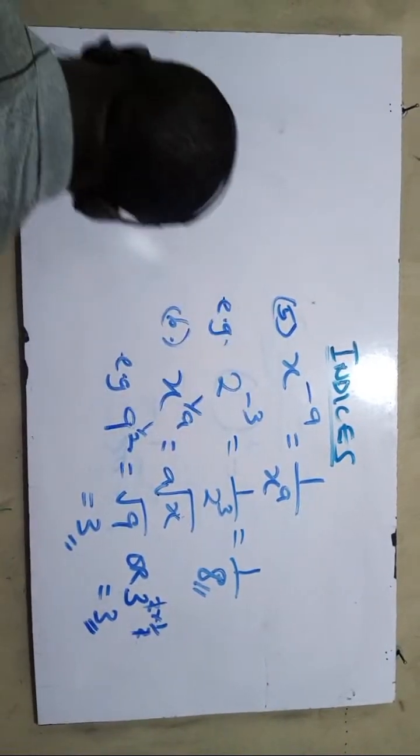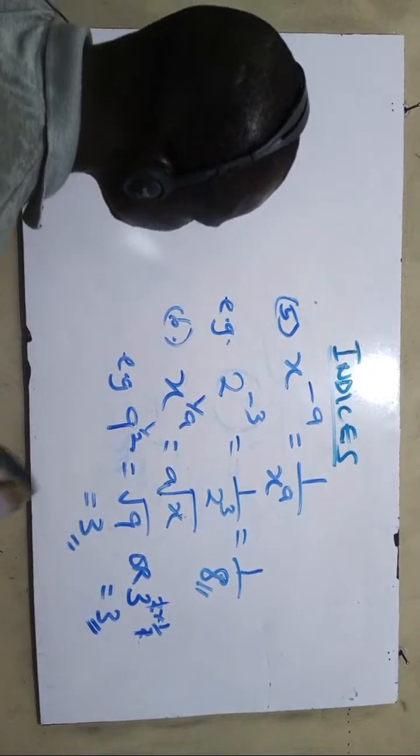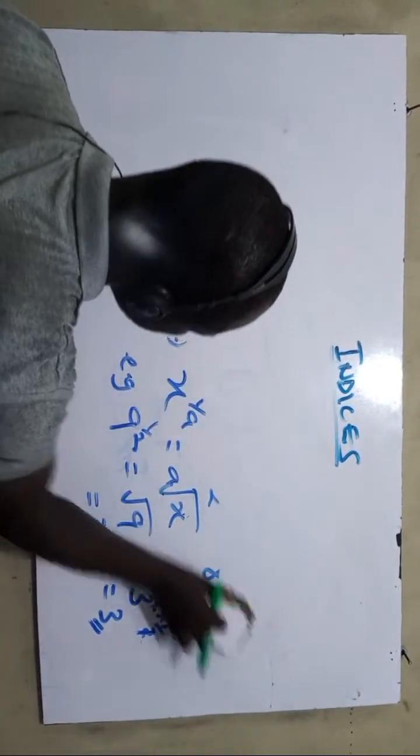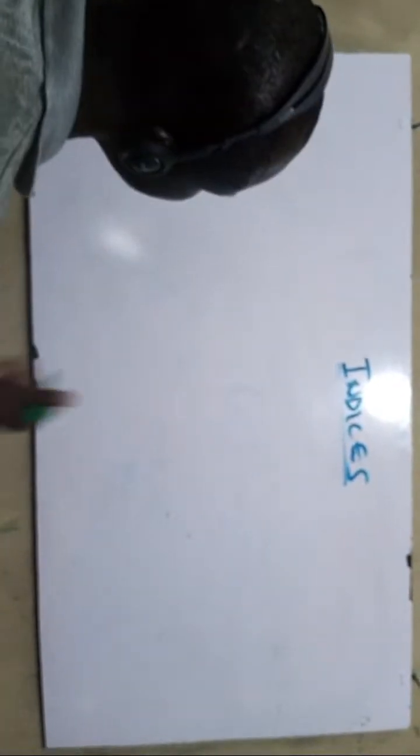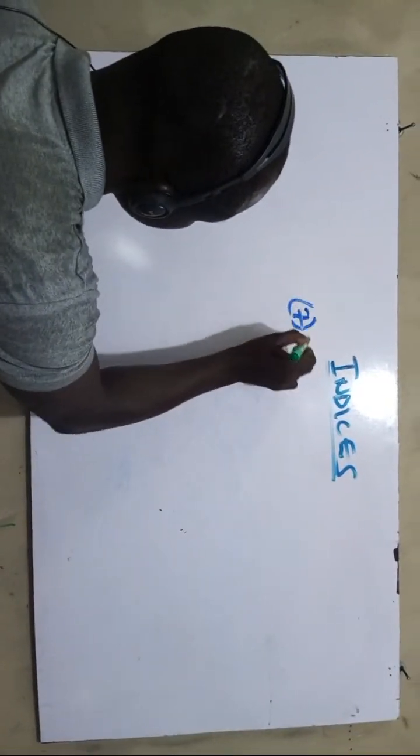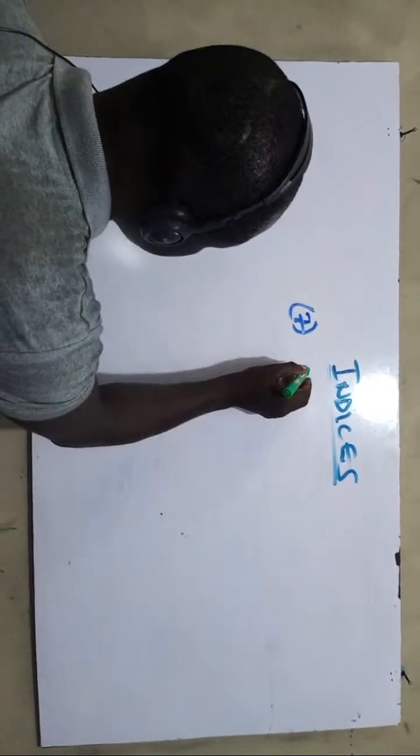So the laws of indices can actually guide us. But there are times that it is not compulsory that we follow the law to the letter. That's what I'm just trying to say, that at times we should be flexible and not just depend on the law.